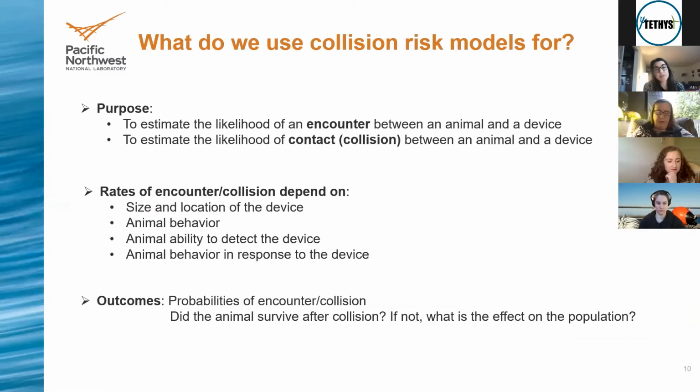So what do we use collision risk models for? The purpose of collision risk model is first to estimate the likelihood of an encounter between an animal and a device, and second, to estimate the likelihood of contact, which is the collision, between an animal and a device. The rates of this encounter and collision depend on the size of the location of the device, the animal behavior, the animal ability to detect the device, and the animal behavior in response to the device. There are different outcomes to collision risk model. The first are the probability of encounter or collision, but if we have some idea of will the animal survive after the collision, we can actually look into some effect on the population.